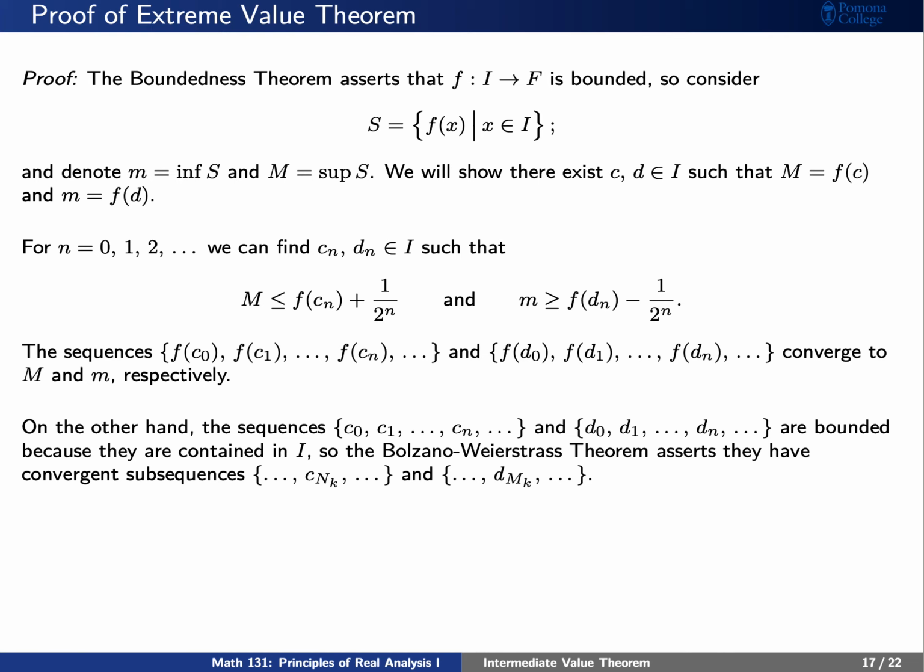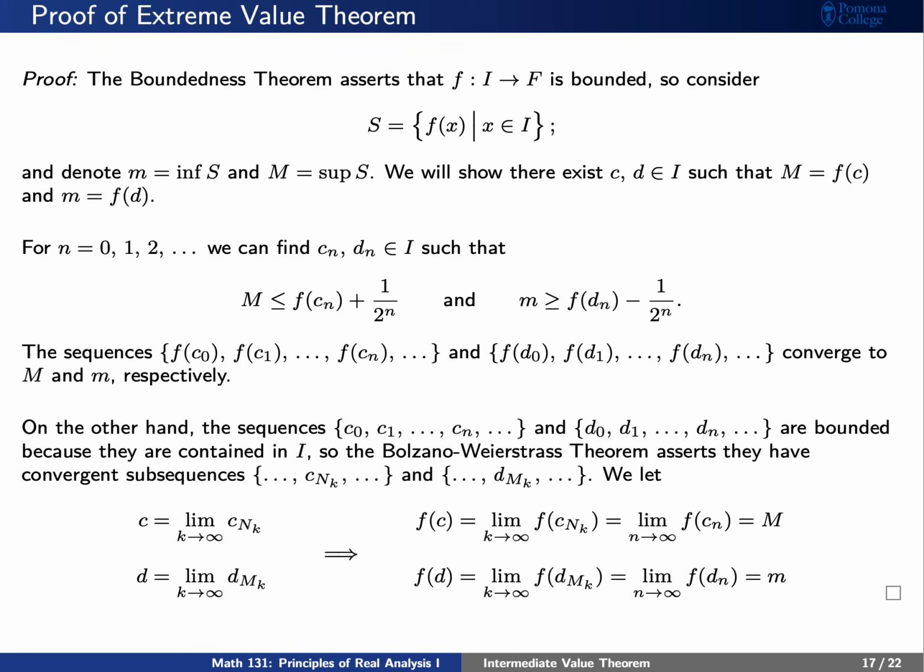But now, looking at the c sub n's and d sub n's, we see that they are bounded because they are contained in our closed interval I. So according to the Bolzano-Weierstrass theorem, we can find convergent subsequences. However, if we have convergent subsequences, then they must converge to the same limit. So our f of c has to be the same as our f of c sub n's, which from the way that we constructed everything has to be M. So the limit here, that is coming from our convergent subsequences, does indeed give us the c's and d's that we wanted in the first place.